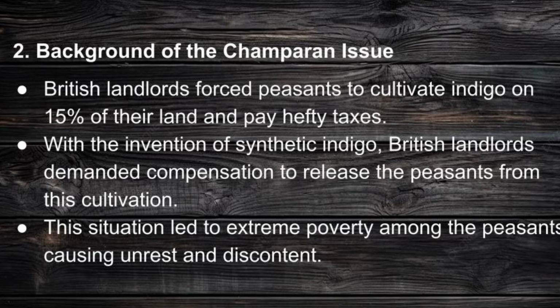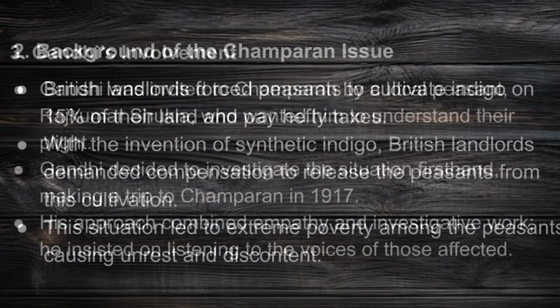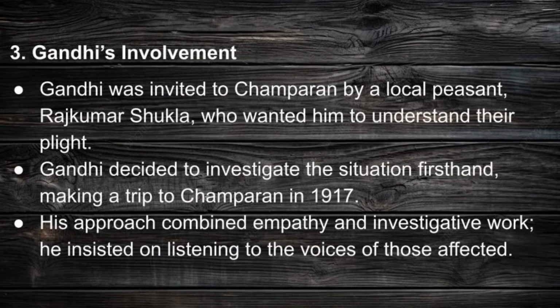So the people in Champaran were sure that only one man, Gandhi, could save them. So that is why Rajkumar Shukla went to Calcutta to invite Gandhi to Champaran so that he could do something and help the poor peasants. So Gandhi was invited to Champaran by a local peasant, Rajkumar Shukla, who wanted him to understand their plight.